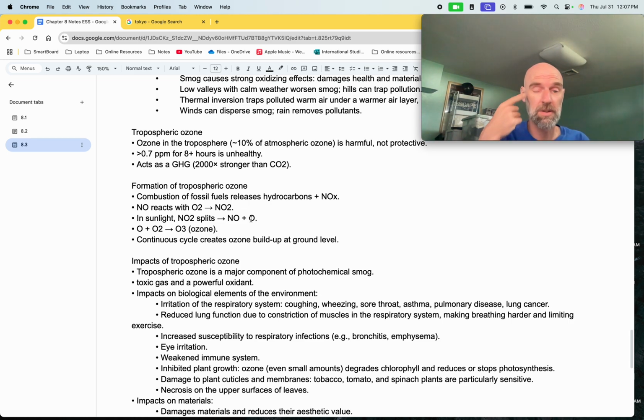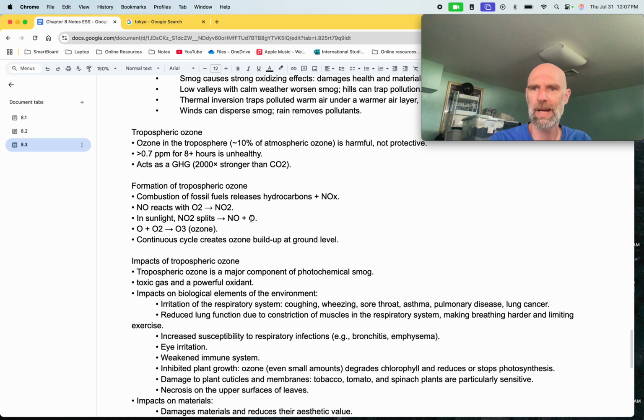Eye irritation as well. Weakened immune system. Why? Because you can't get oxygen in. Your immune system is weaker. Inhibited plant growth, just because ozone, even in small amounts, degrades chlorophyll and reduces and stops photosynthesis. Remember we talked about acid rain with leaves?